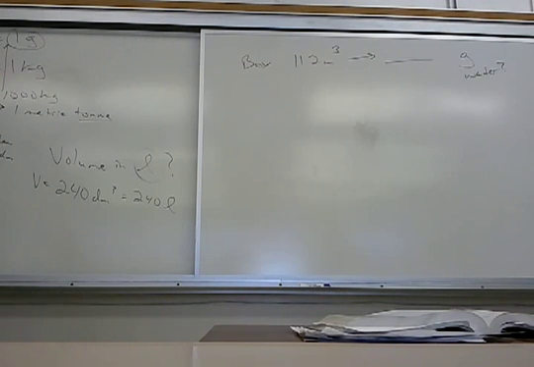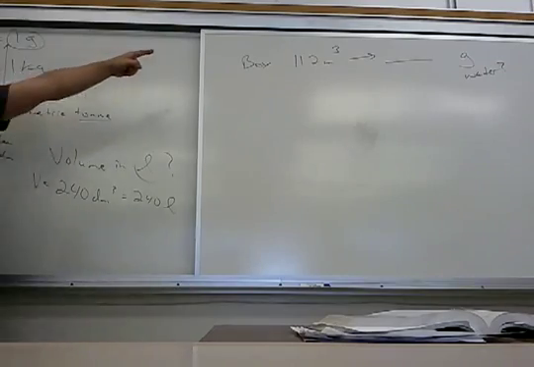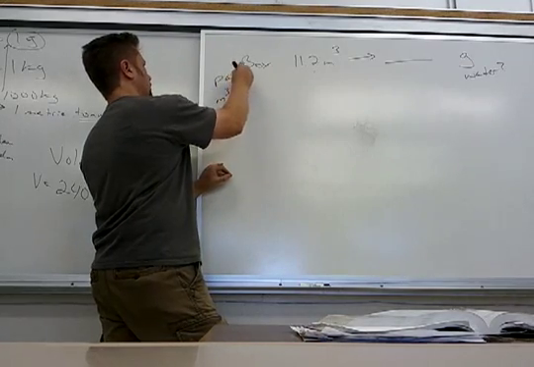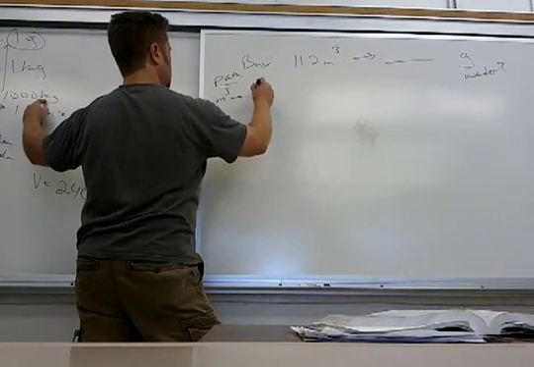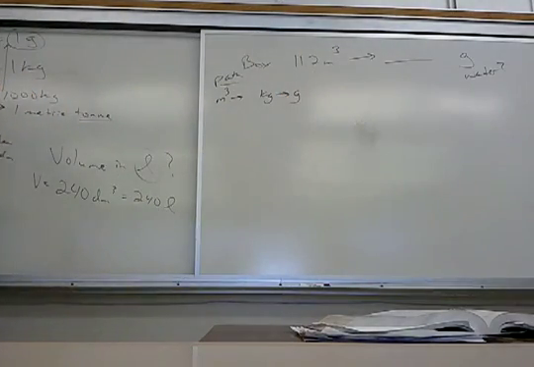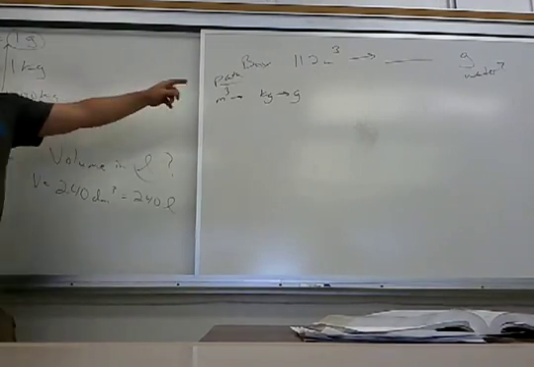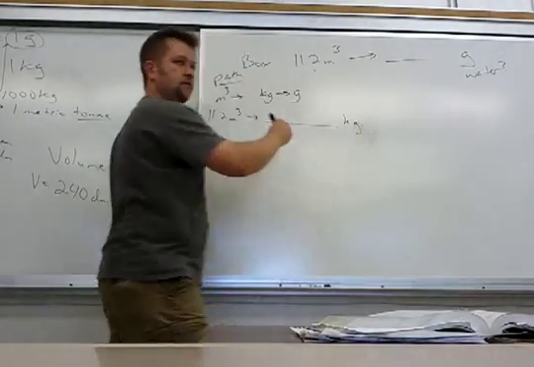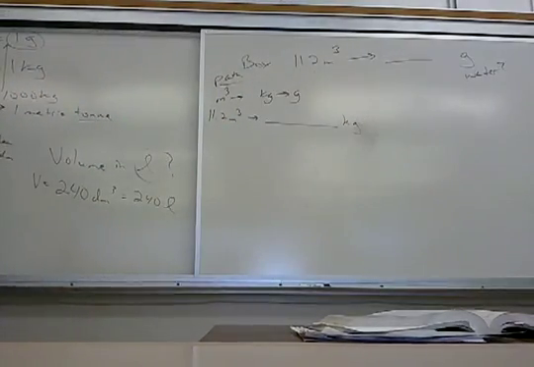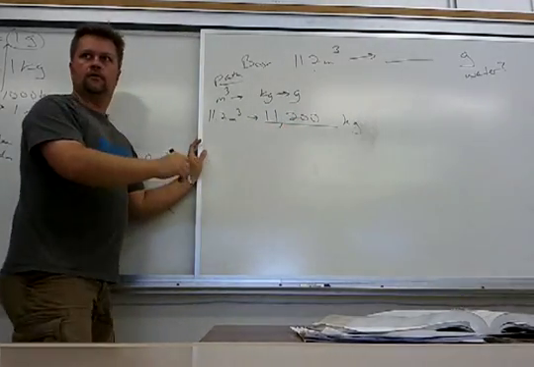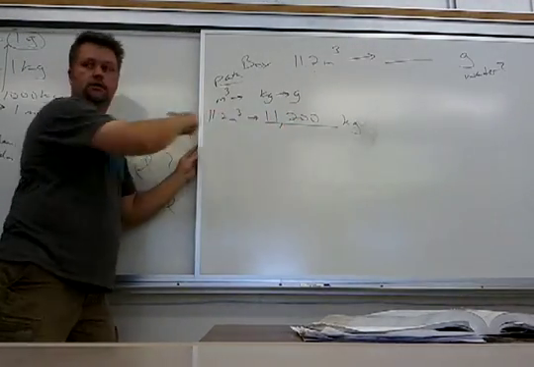So every cubic meter is 1,000 kilograms. So 11.2 cubic meters is how many? Here's my path: from cubic meters to kilograms to grams. Cool? So 11.2 cubic meters is how many kilograms? If every cubic meter is 1,000 kilograms, it's 11,200. So just move it over 1, 2, 3. That's a good way to do it, right?